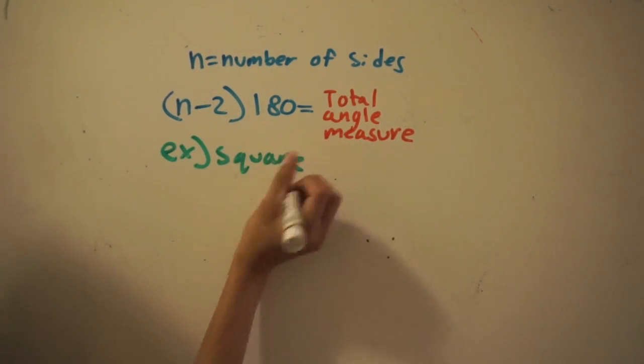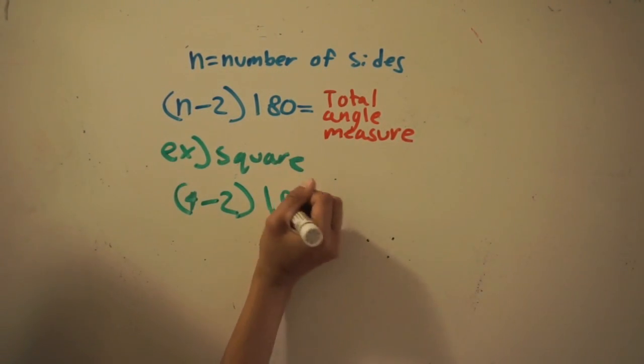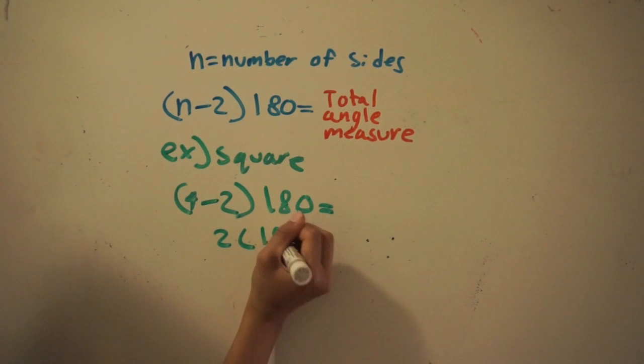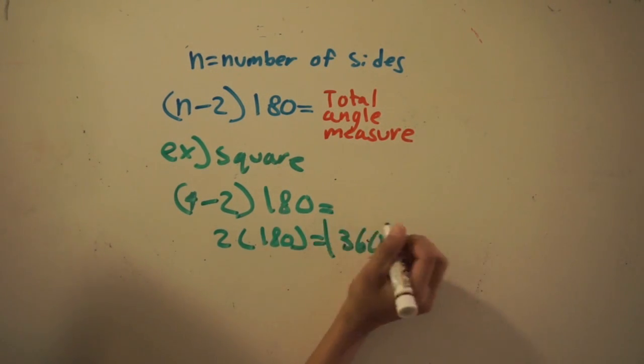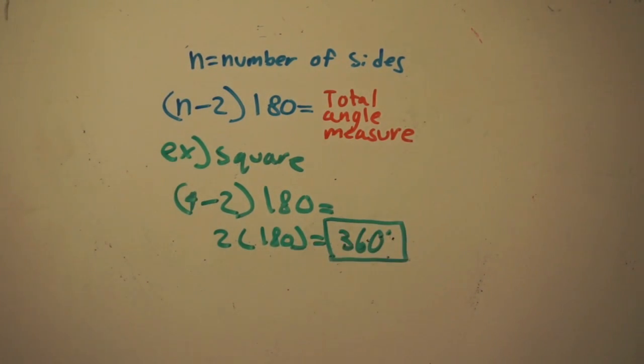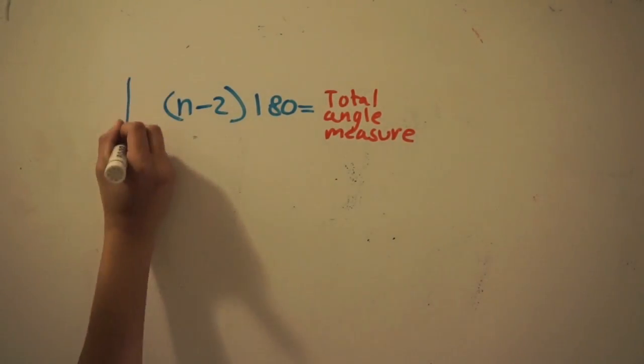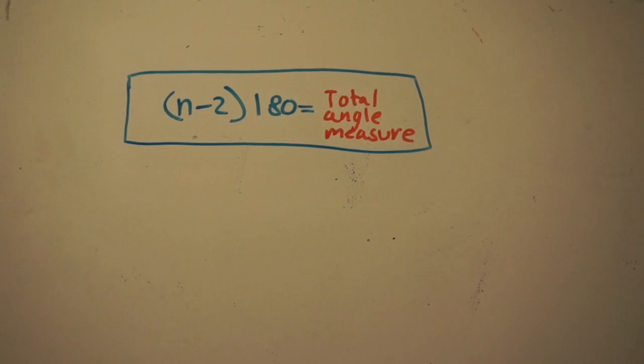Let's do an example with a square. There are 4 sides in a square. We would do 4 minus 2 times 180. So it would be 2 times 180 equals 360 degrees. And that is totally accurate. So now we are left with the formula n minus 2 times 180 equals total angle measure.